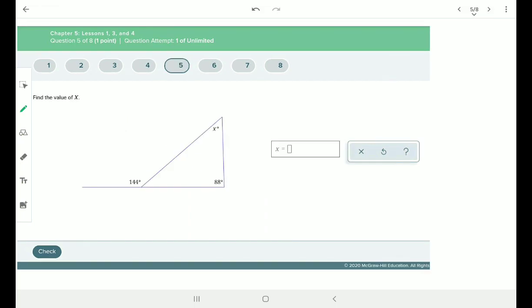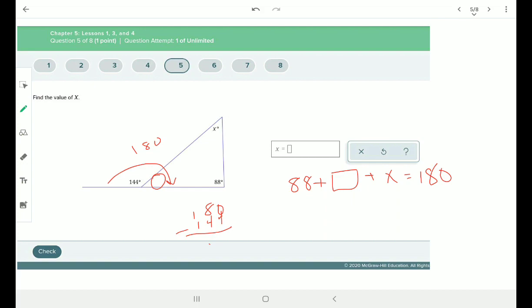Number 5, we have an exterior angle, so we need to figure out what the interior angle is, and then that helps us find out what x is. So for example, I know that this whole line is 180, so if I do 180 minus 144, that will give me this missing angle here, and then I can do 88 plus whatever this angle is here, plus x, and that also has to equal 180. Okay, so hopefully that makes sense and helps you out with number 5.